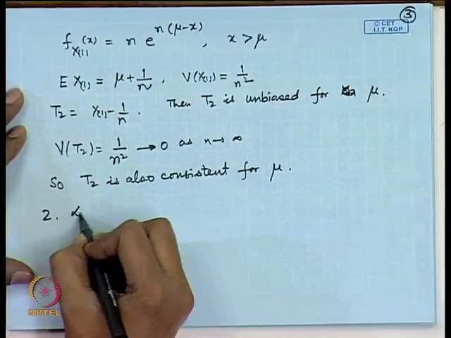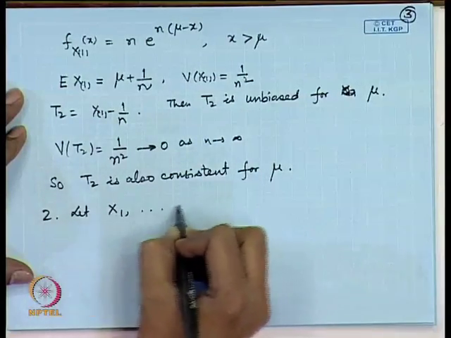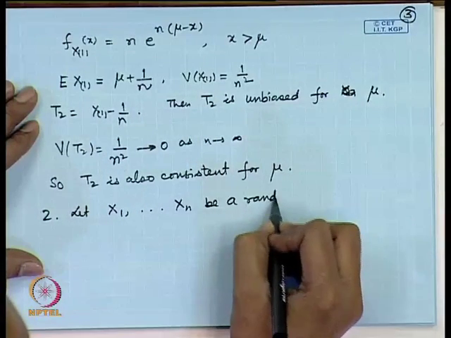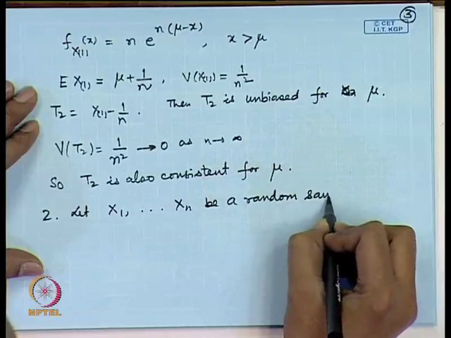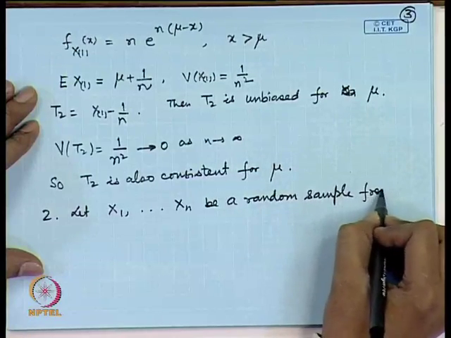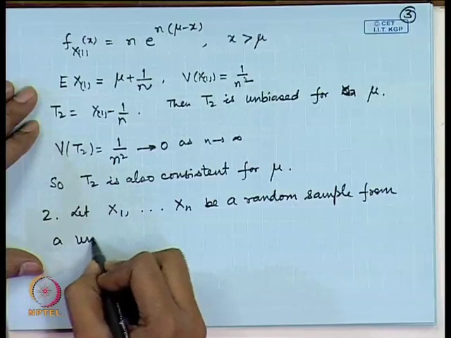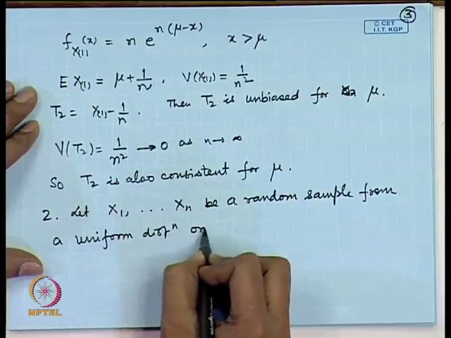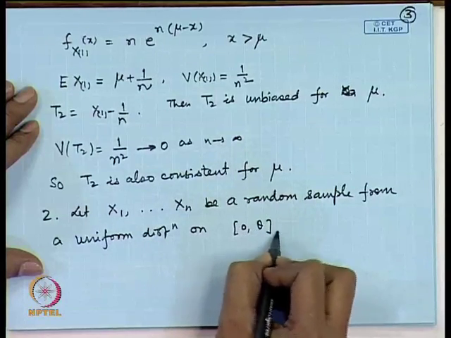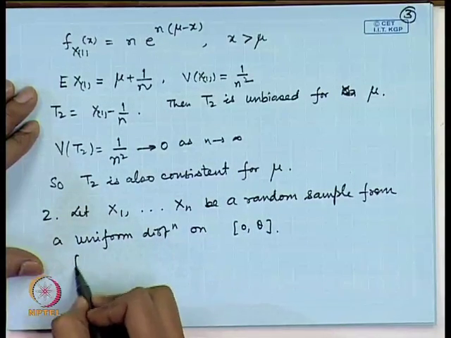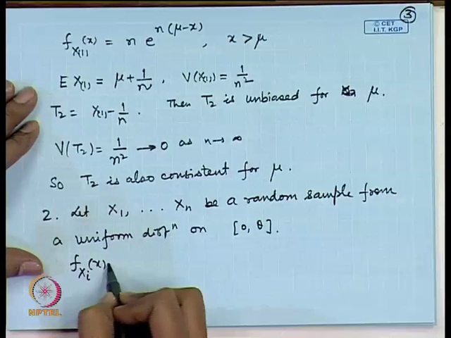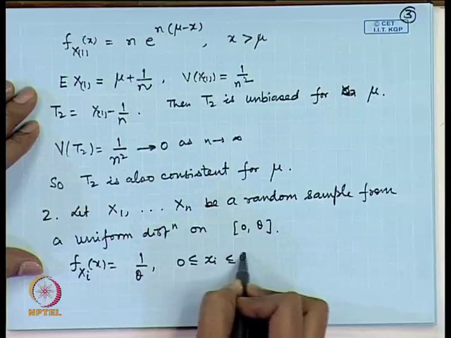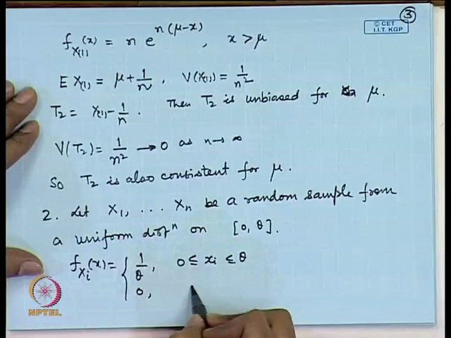Let us consider say x 1, x 2, x n be a random sample from a uniform distribution on the interval 0 to theta. That means, I am considering the density of x i as 1 by theta, 0 less than or equal to x i less than or equal to theta, it is equal to 0 otherwise.